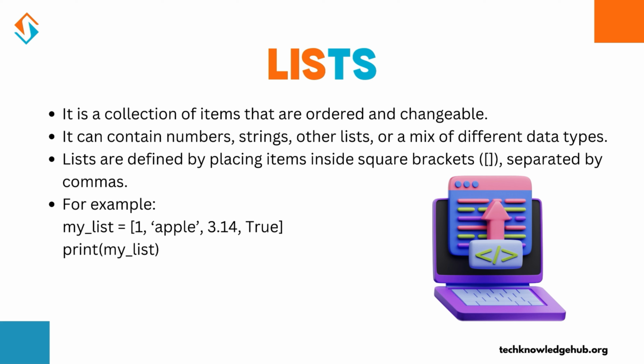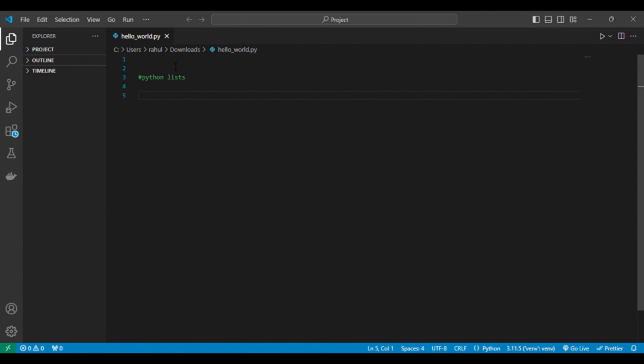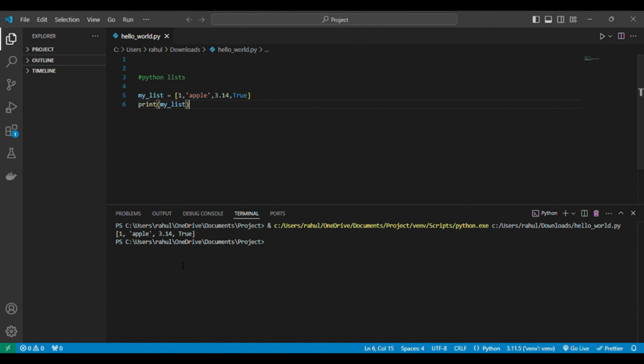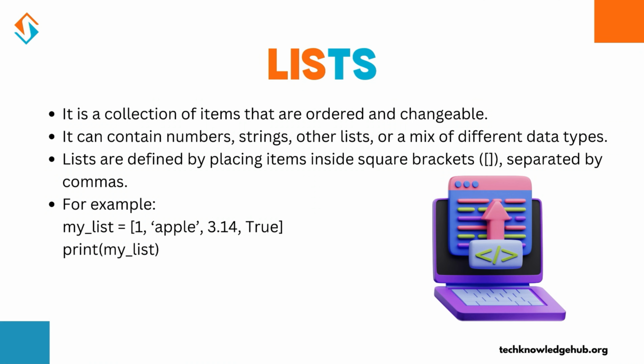Here's a simple example of a list containing different types of data. my_list = [1, "apple", 3.14, True], then print(my_list). In this example, my_list contains an integer 1, a string "apple", a floating point number 3.14, and a boolean True. Lists can store any combination of data types.